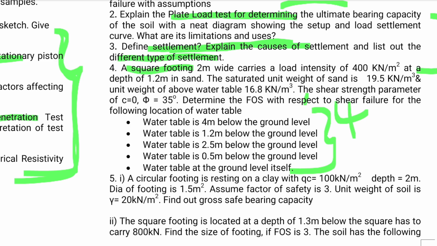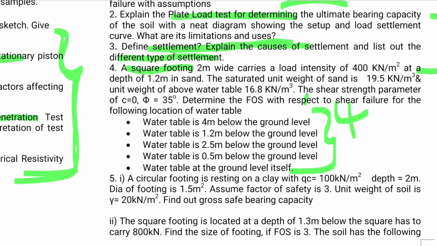One is the Terzaghi bearing capacity theory problem. The formula will be cNc plus q Nq, that is gamma into Df into Nq, plus half into B into gamma into N gamma. So this is one formula. Based on the shape of the footing, we can add the shape factor also.